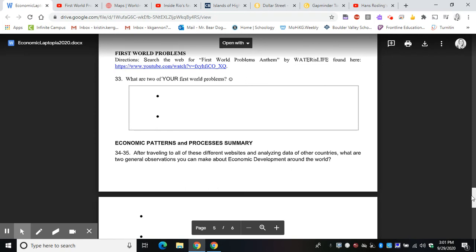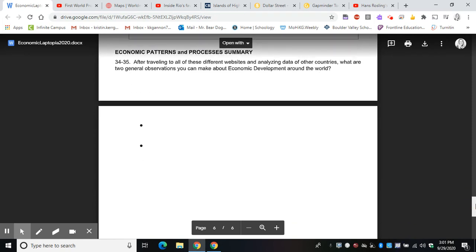All right. And then lastly, I'm going to ask you to summarize. After you traveled all these different websites, you analyze this data, I would like you to make 2 general observations about economic development around the world. Would you please make sure that your last 2 observations are in complete sentences where the rest of this note sheet are just taking notes and observations.